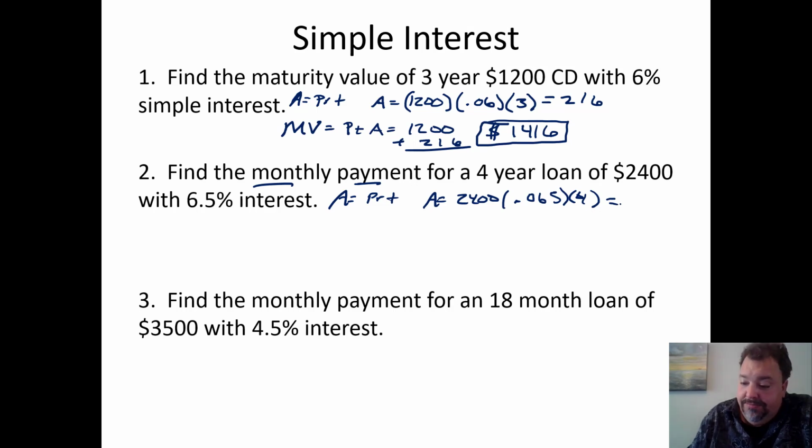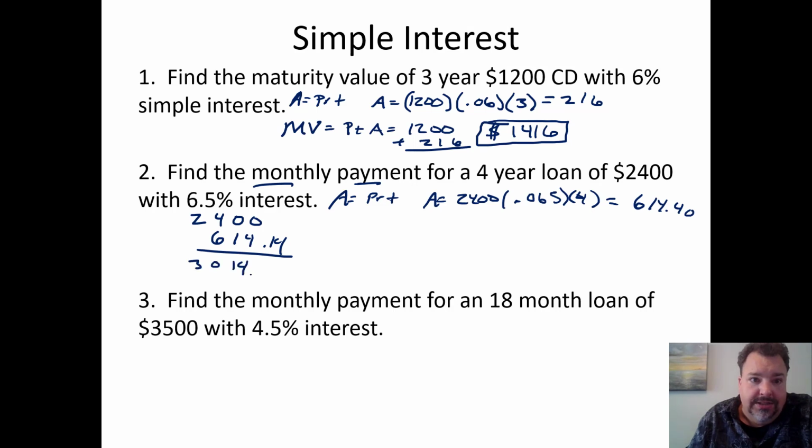And let's see what we get for that one. 2,400 times 0.065 times 4. And in this case, it looks like it's coming out to $614.40. We're going to add that to the original amount to find the maturity value first. So it's going to come out to $3,014.40. Let's have a typo there. 40 is this number.